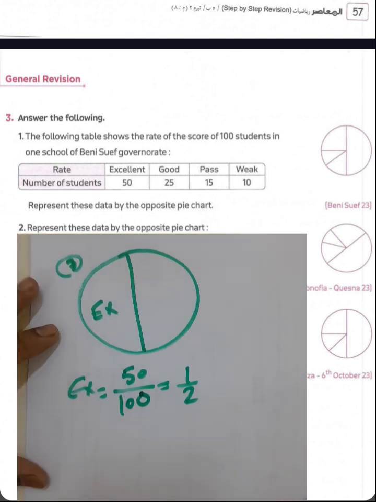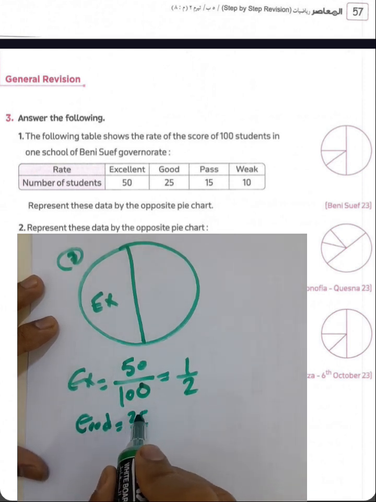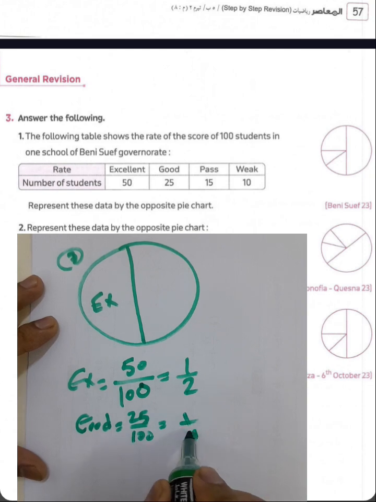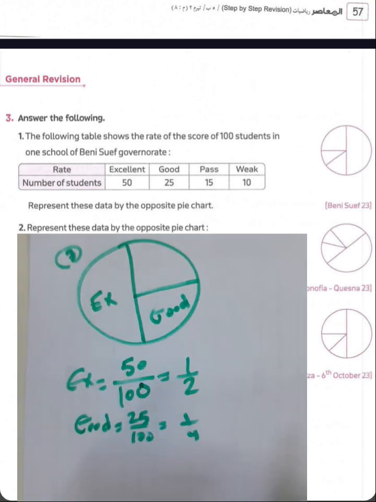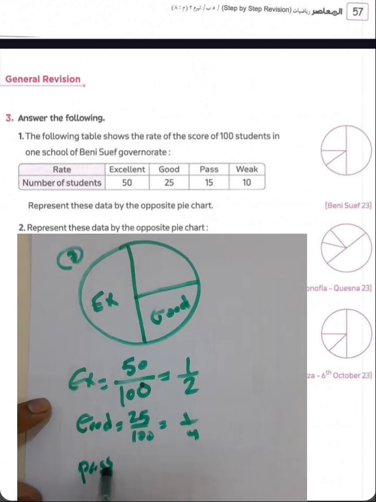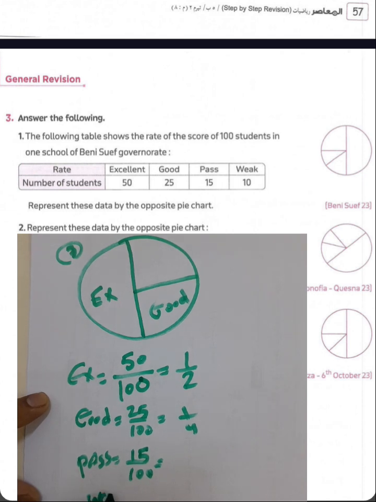And what about good? Good was 25 over 100. It will be a quarter. A quarter here, good. And what about pass? Pass was 15, 15 over 100. And what about weak? Weak was 10 over 100. 10 over 100 will be 1 over 10.